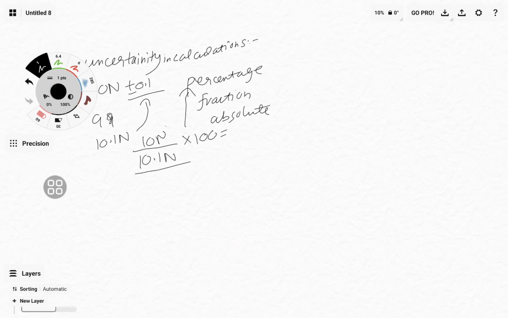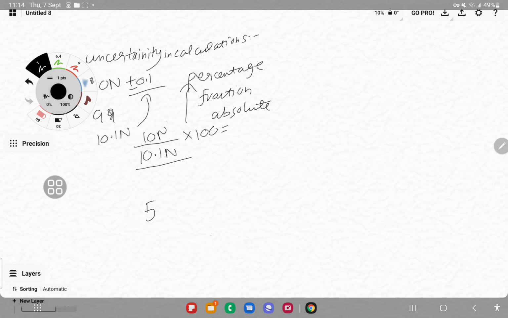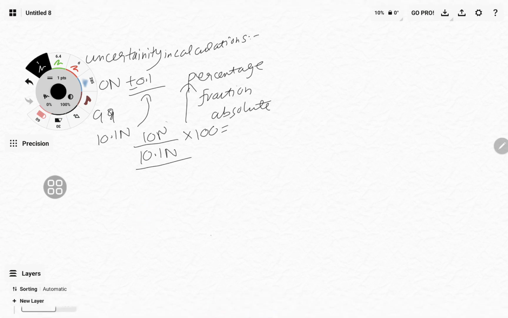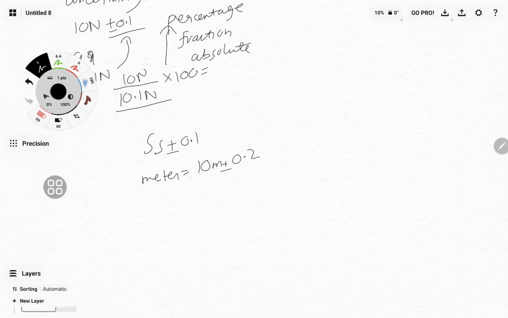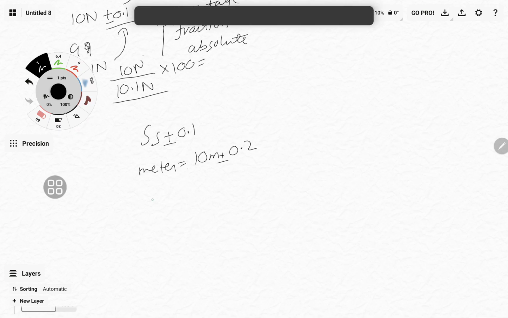So let's say we have 5 Newton. Basically, let's say we are measuring acceleration. So let's say we have 5 seconds plus or minus 0.1. Next we have meter, which is 10 meters, plus or minus 0.2.